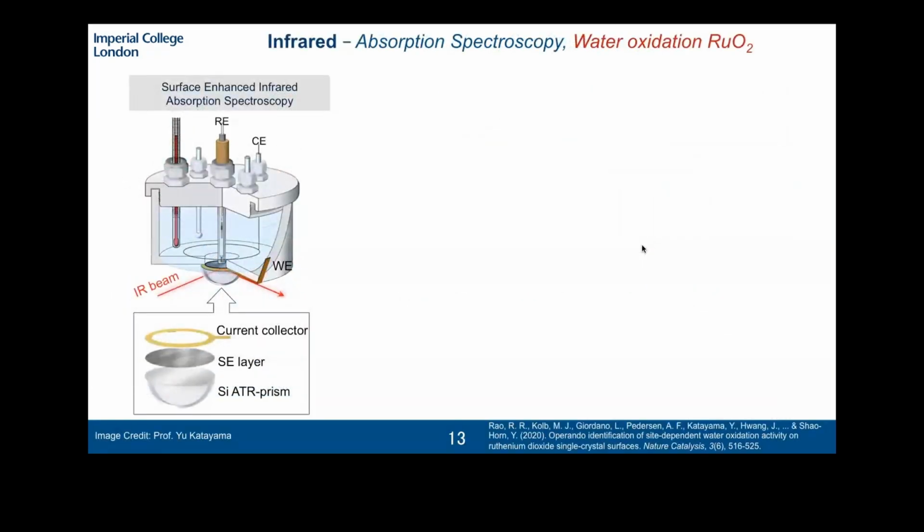So here's what one of these cells would look like, where you have this 3 electrode setup here, and at the bottom you can have an IR beam come in and go out, and you can measure what happens on this electrode as a function of potential.